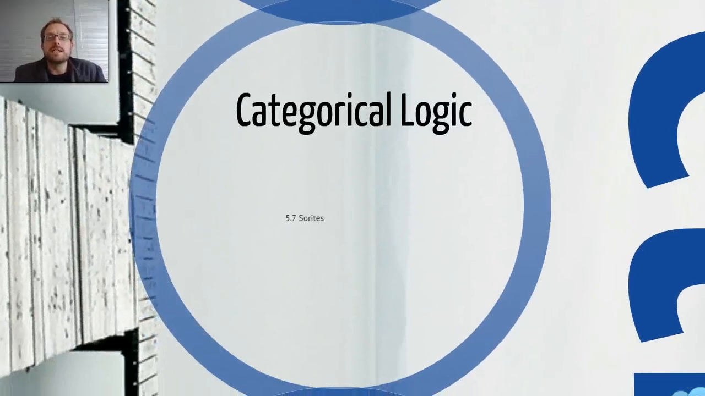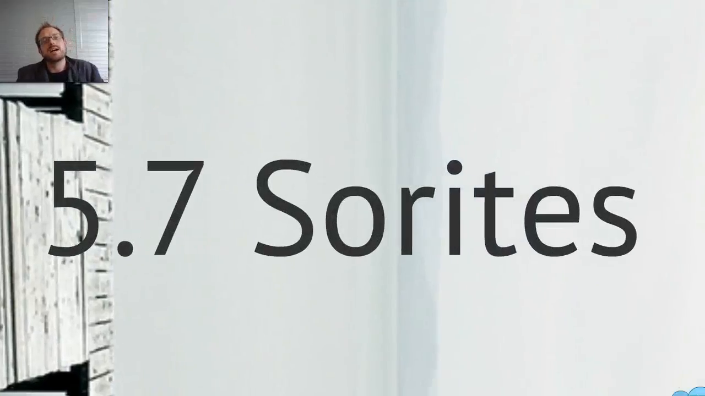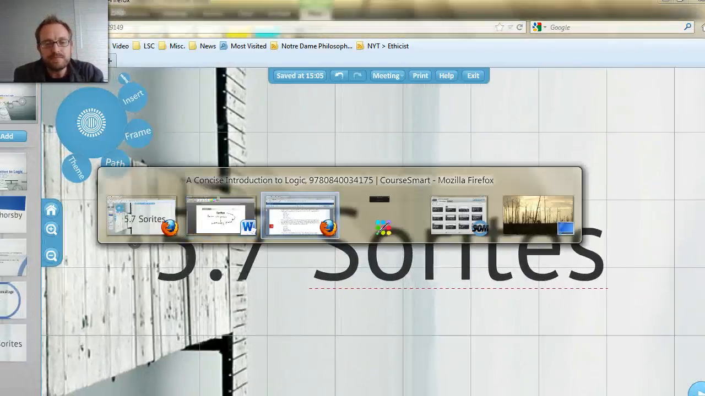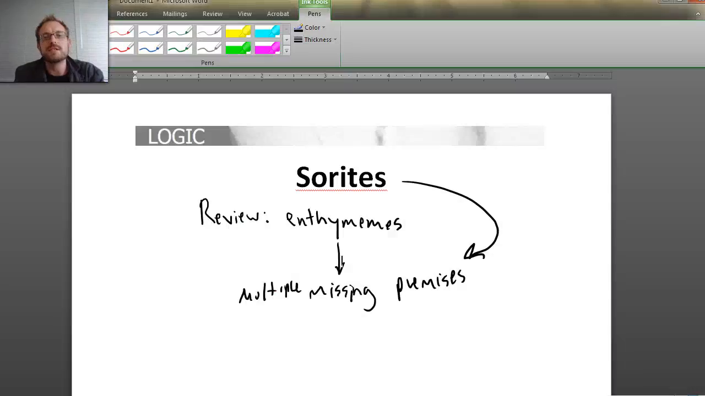Okay, so today we're going to be taking a look at, in categorical logic, Sorites. And Sorites are very interesting. In fact, there's an infamous paradox called the paradox of the Sorites, or the Sorites paradox, that's related to this issue. We are going to be talking about that in our video series on the history of the development of logic, which is going to be coming out over the next couple of weeks here.